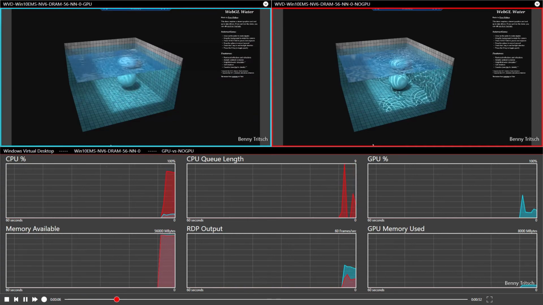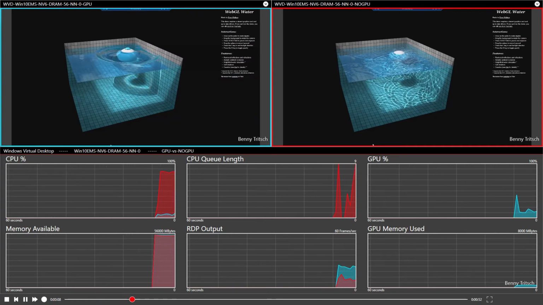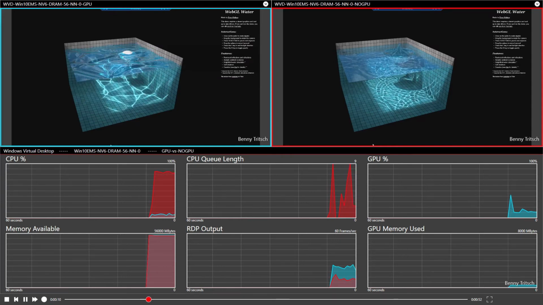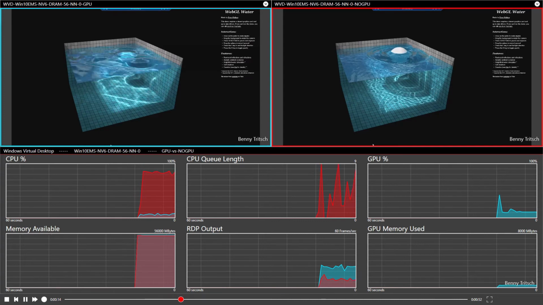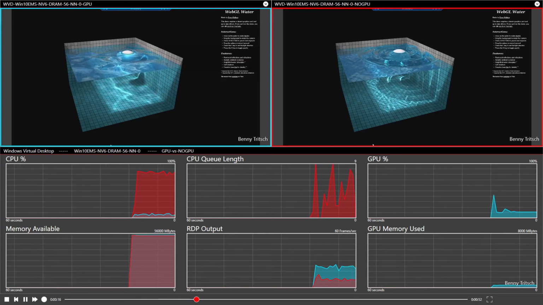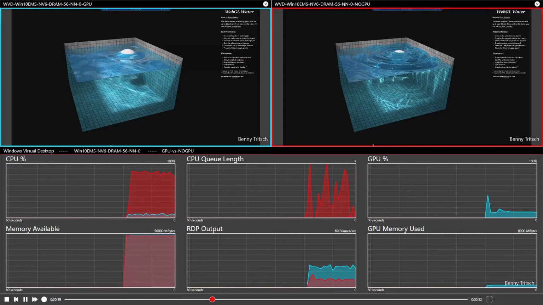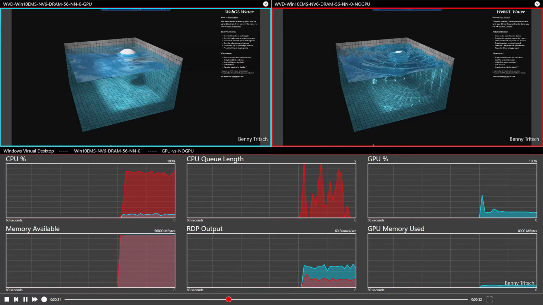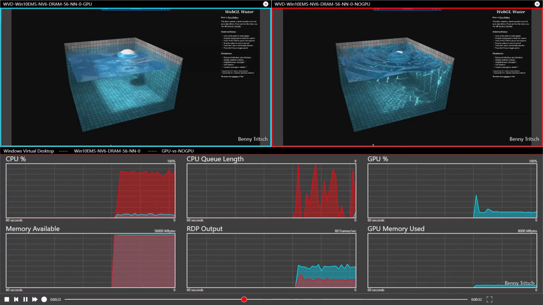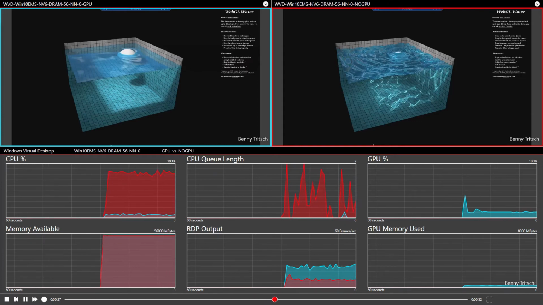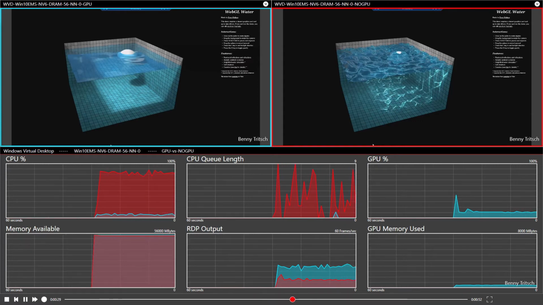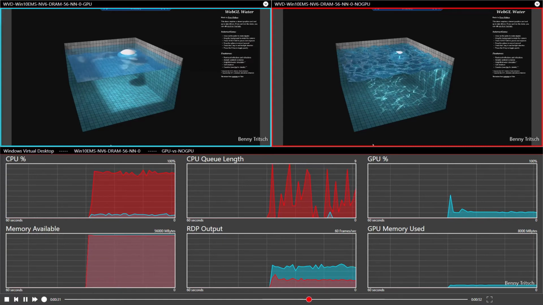Okay, we can see the difference in the rendering. Frame rate is much higher on the left side, the blue side, than it is on the right side. At the same time, the CPU load in the VM without the GPU is much higher. And we cannot deliver as many frames through RDP as we can with a GPU. So there's a significant difference between the two.